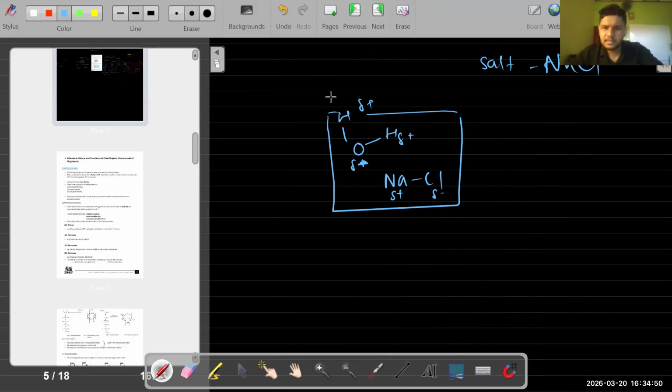Polarity means charge distribution. Now if you see, this will be forming an interaction with this, and this will be forming an interaction with this. Correct, right?